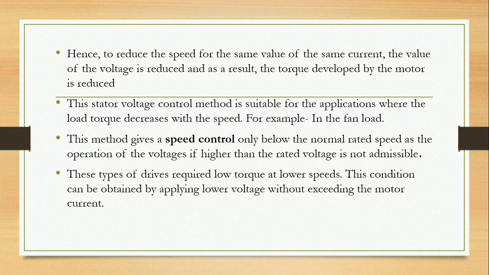This stator voltage control method is suitable for applications where the load torque decreases with speed, for example, in the fan load. This method gives speed control only below the normal rated speed as operation at voltages higher than the rated voltage is not admissible. These types of drives require low torque at low speeds. This condition can be met by applying lower voltage without exceeding the motor current.